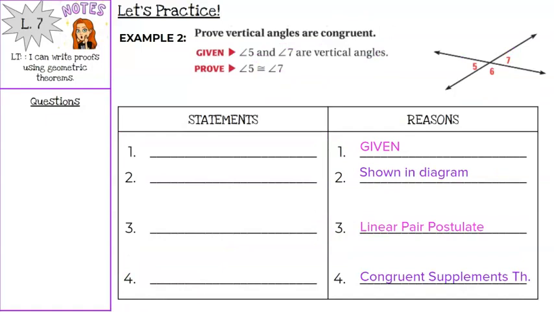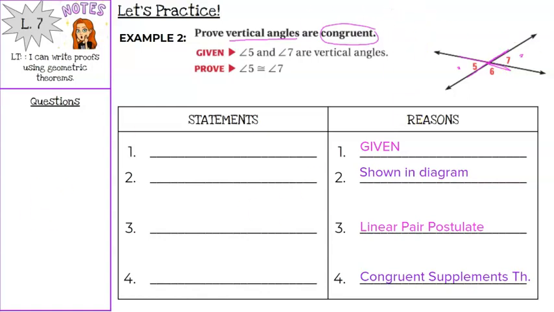All right, our last example here, example 2, we have prove vertical angles are congruent. We learned about vertical angles in Unit 1. And we want to prove why they are congruent. So we're given that angle 5 and angle 7 are vertical angles. You can see 5, 7, they're across from each other. They make those two V's back to back. They're those vertical angles. And we want to prove that angle 5 is congruent to angle 7.